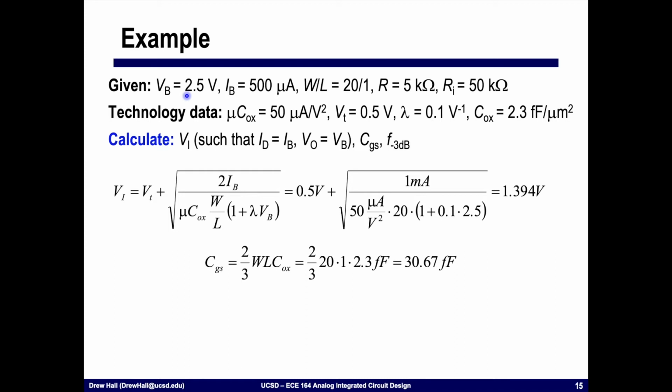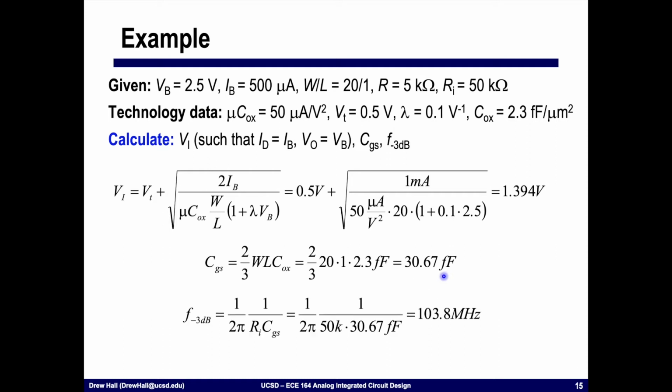I can calculate CGS. Here I'm designing this transistor to be in saturation, given that I used this particular overdrive equation. And so that says that I can also use the same equation when I'm calculating CGS, namely that CGS is 2/3 times WLC aux. Or if I plug in all of the numbers, CGS is about 30.67 femtofarad.